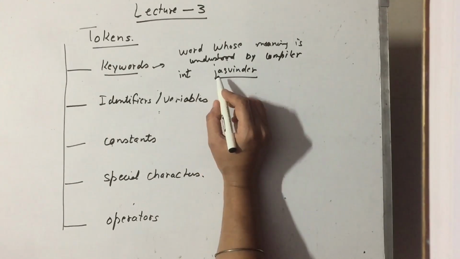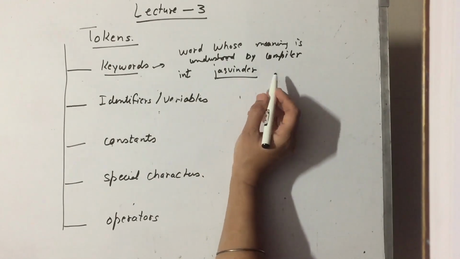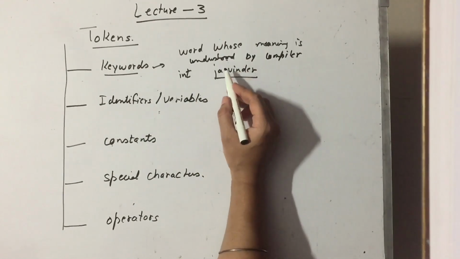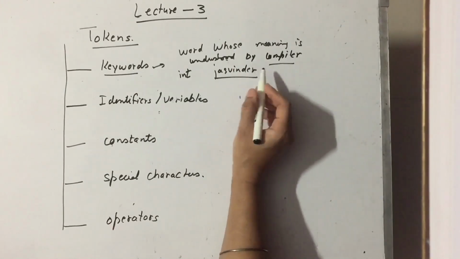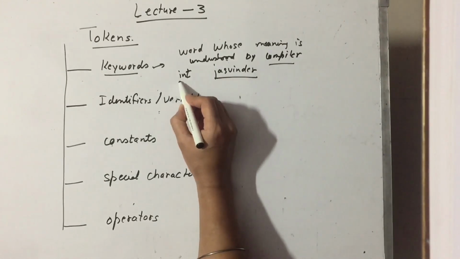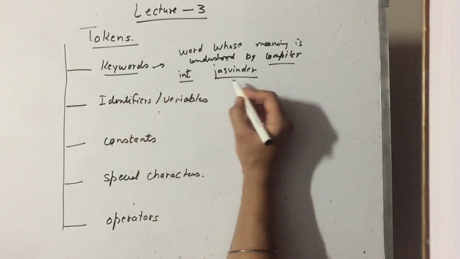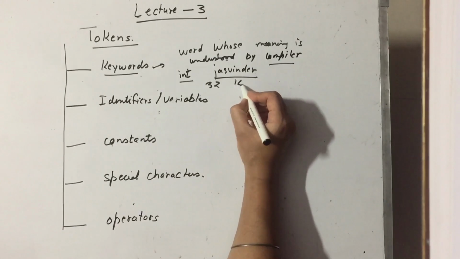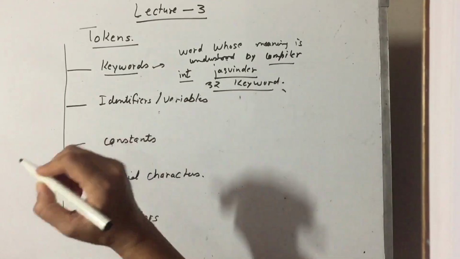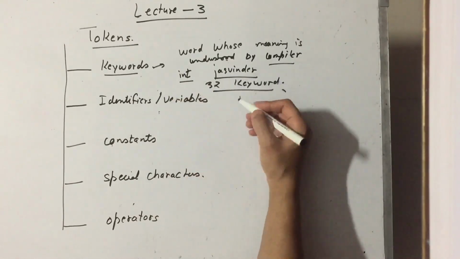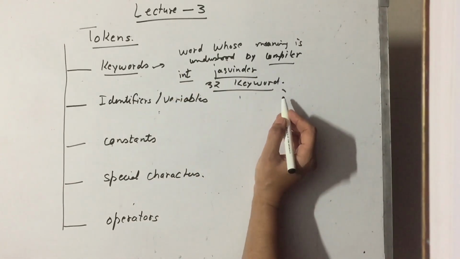In the previous lecture I have told you that the source code is compiled. So that is the compiler I'm talking about. The compiler of that language understands the keywords. We have almost 32 keywords in the C programming language. We will be learning more keywords as we proceed further.